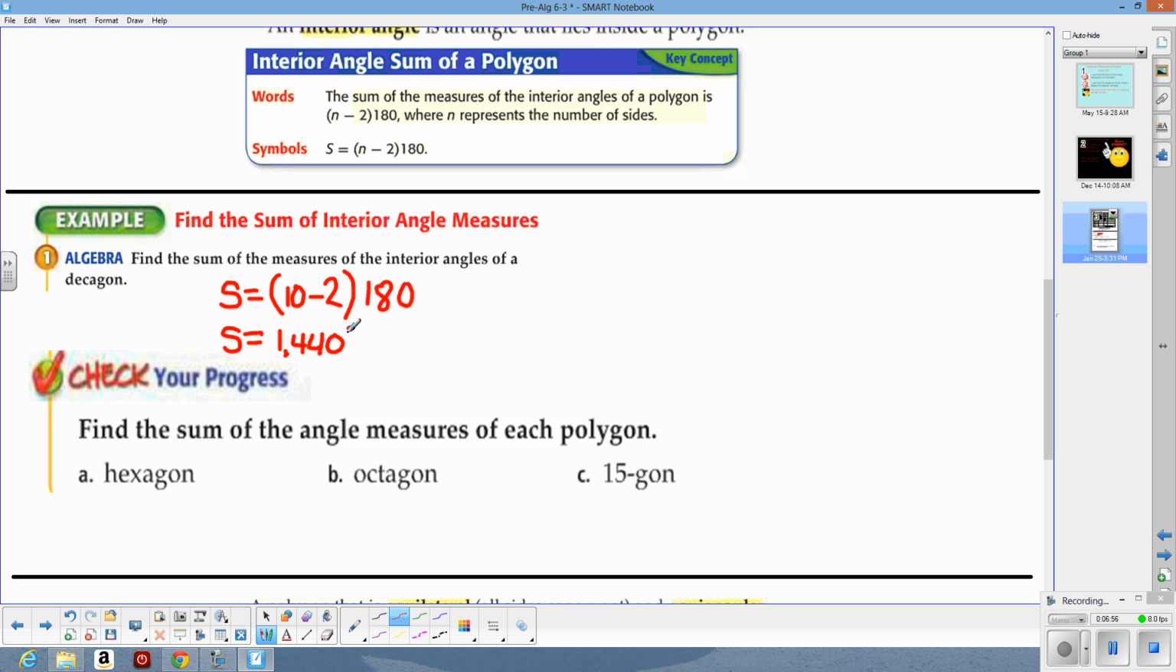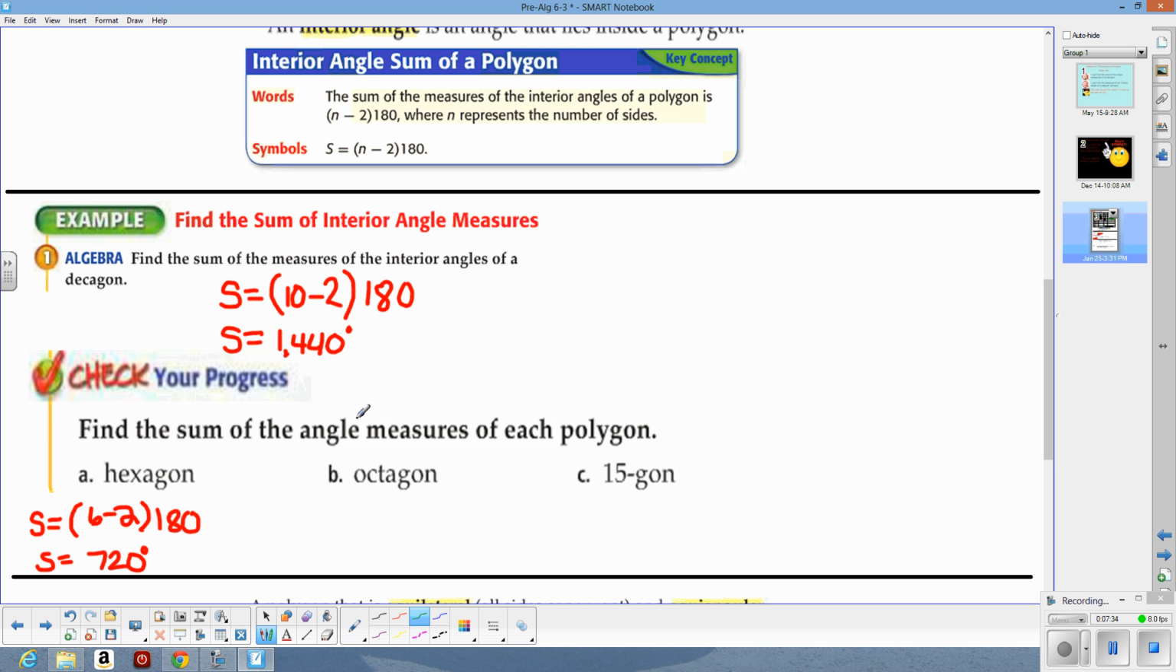You may want to pause the video and try the next 3 on your own. A hexagon has 6 sides, so the sum is going to equal the number of sides, which is 6, minus 2 times 180. 6 minus 2 is 4, and 4 times 180 is 720. We had done that earlier in our table. 720 degrees. That's the sum of all the angles put together.